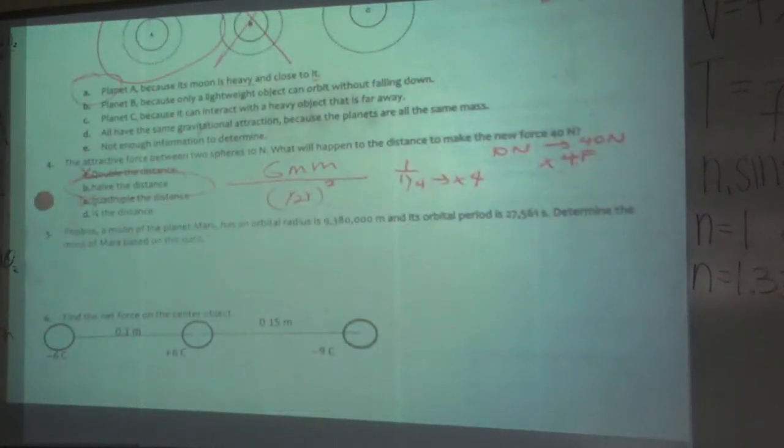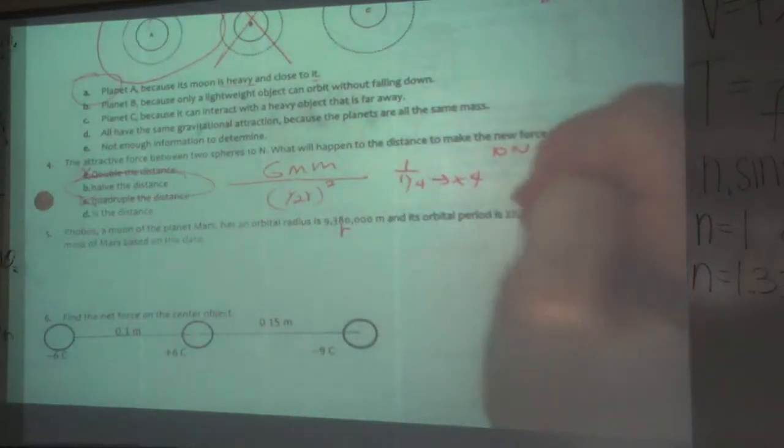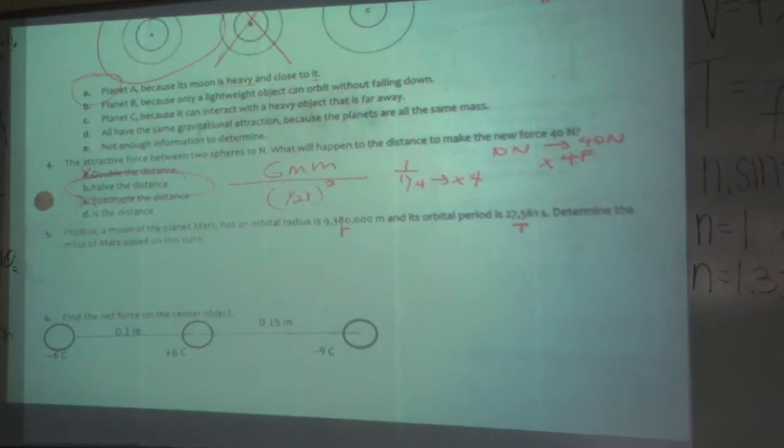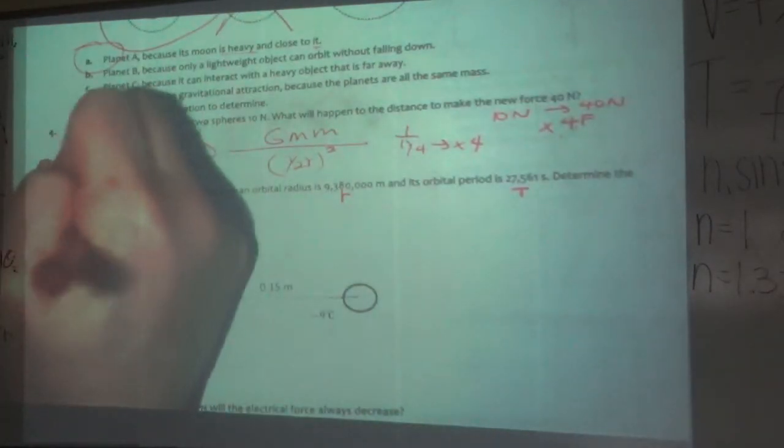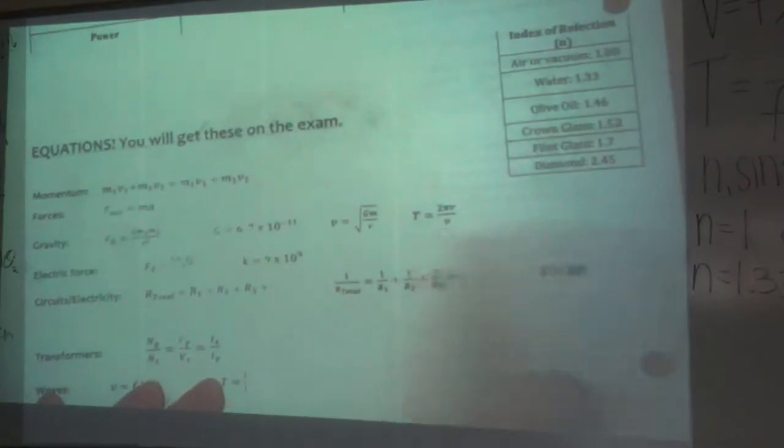Phobos, a moon of the planet Mars, has an orbital radius of this. It has an orbital period of this many seconds. That's T. Determine the mass of Mars. So I'm going to use my T equals 2 pi r over v equation. If you're wondering where I got that, I have all the equations over here. So this equation right here.